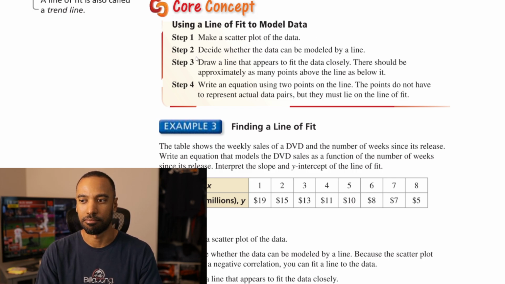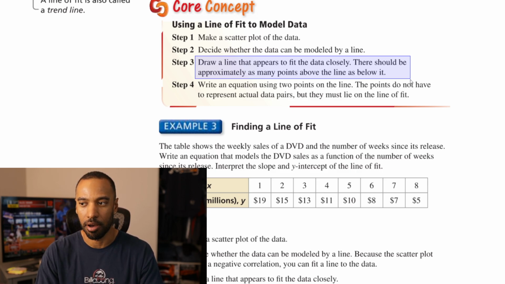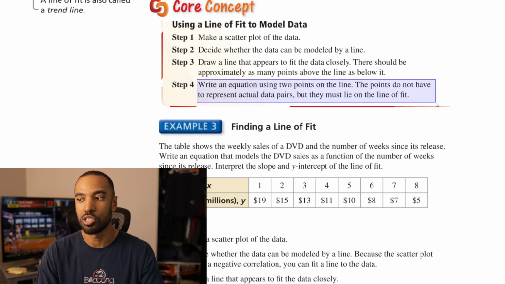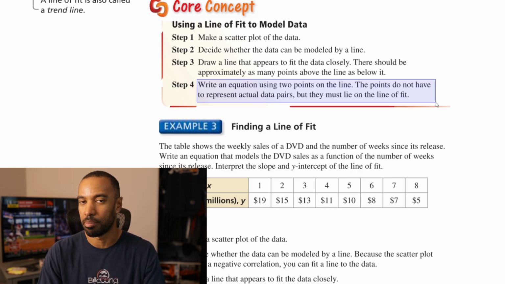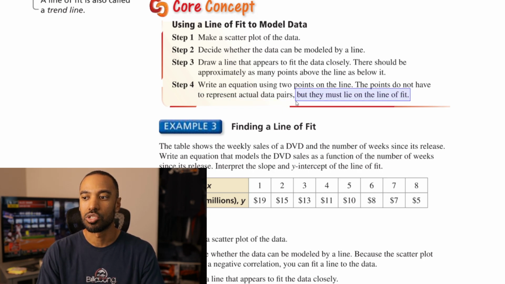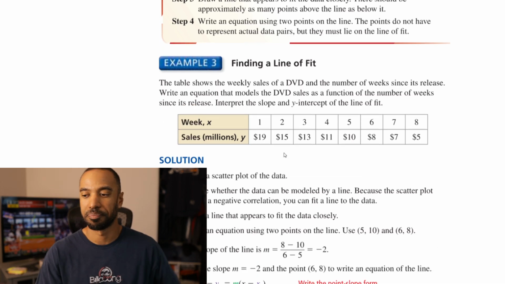And you draw a line that models it closely, right? Positive slope for a positive correlation, negative slope for negative correlation. There should be approximately as many points above the line as below it. So we'll try and do something like that. Use your ruler. Write an equation using 2 points on the line. Point slope form is going to be a big key in what we do. Unless you find a point that's good on the y-intercept, use 2 points to come up with the slope, and then make a line based on it. Again, the points do not have to actually represent data pairs, but they must lie on the line of fit. So you pick 2 points as best as you can based on your line.